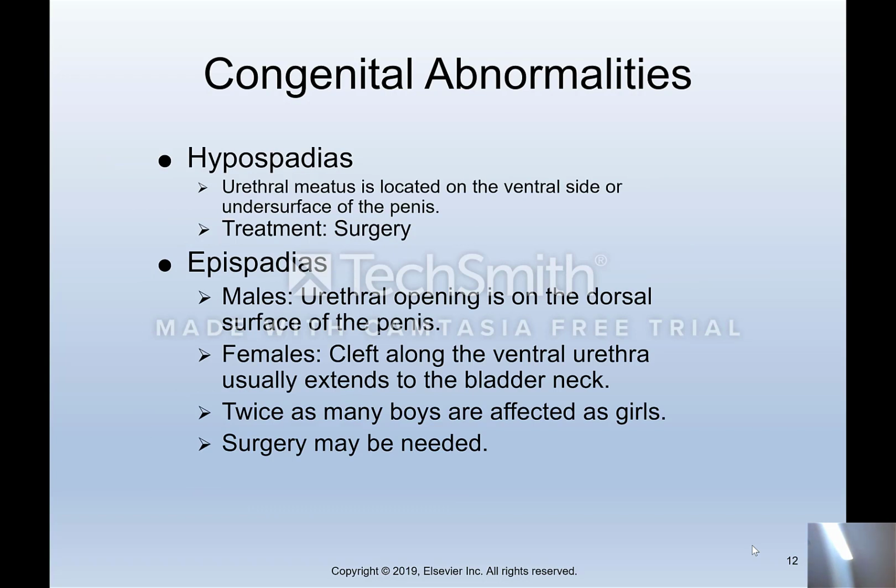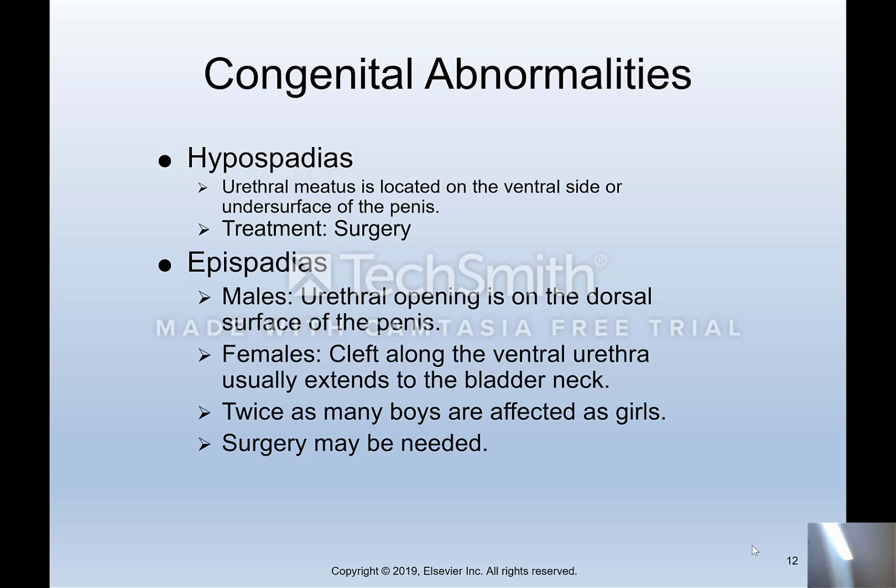Congenital abnormalities continue. Hypospadias is where the urethral meatus is located on the ventral side of the penis, and you have to fix that with surgery. Epispadias in males: the urethral opening is on the dorsal surface. In females, the cleft along the ventral urethral canal usually extends to the bladder neck. Twice as many boys are affected as girls, and surgery is needed to fix either one of these.